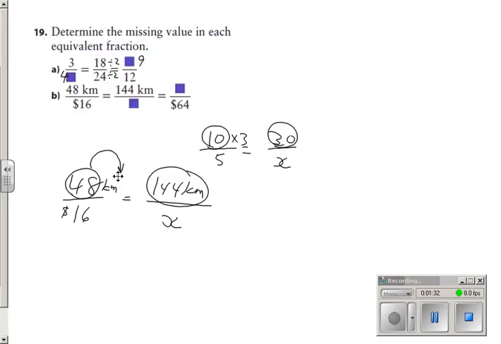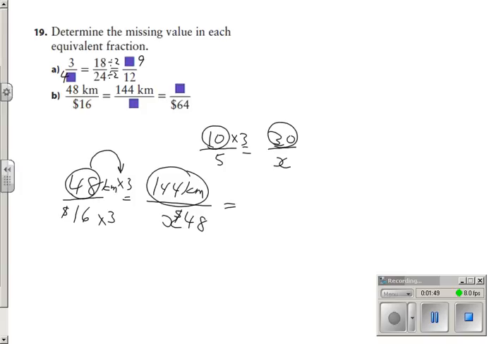So we actually know that we're multiplying 48 by 3. Multiply 16 by 3, and I get $48. So it's 48 bucks to go 144 kilometers. This must be a taxi ride or something, well, it can't be a taxi ride. That's a pretty cheap taxi ride.